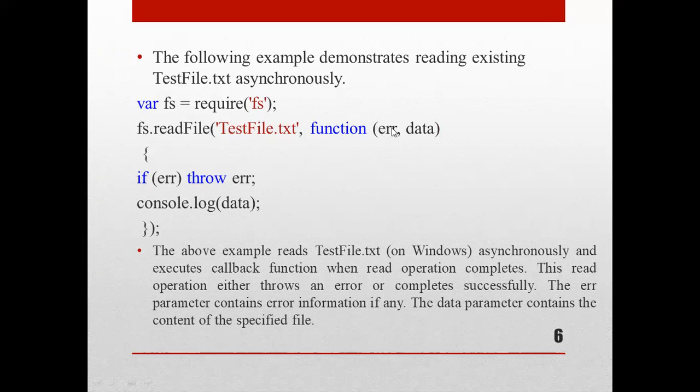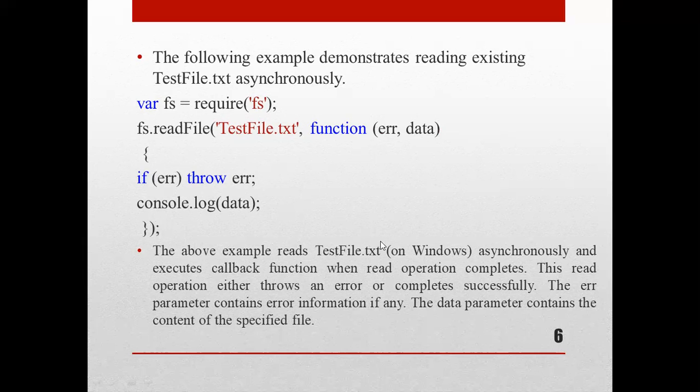It will throw an error if it is not able to read, or it will print the content of that file using that data. This is the callback. Then inside that function, if error, then throw that error. Otherwise, console.log data, it will print the data from that file. That means it will read that file.